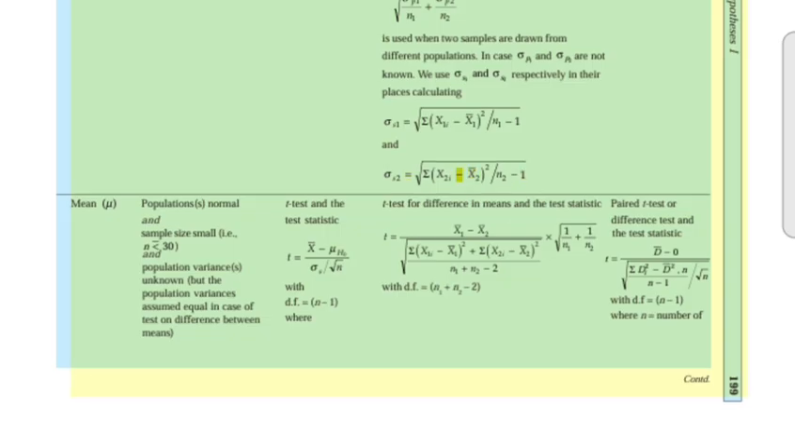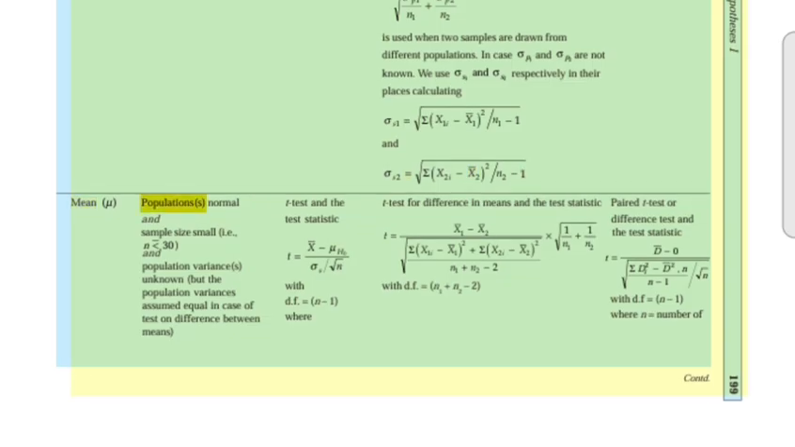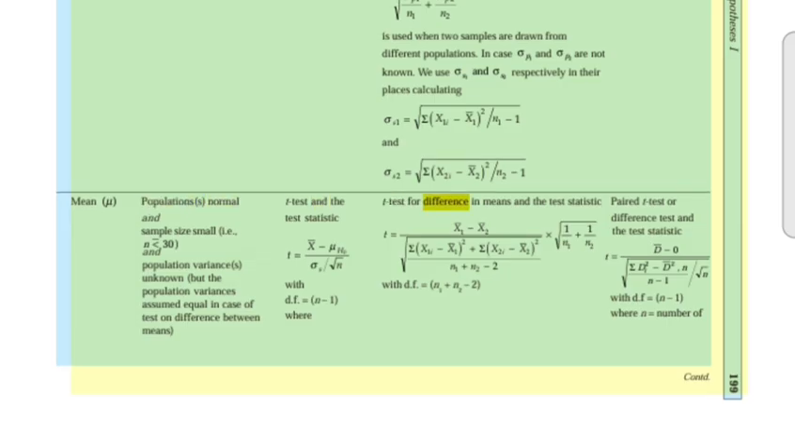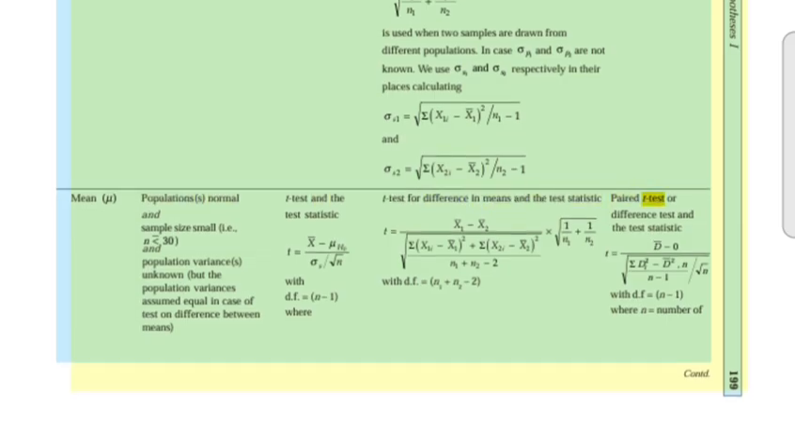Mean, populations normal: t-test and the t-test for difference in means, and the test statistic; paired t-test; and test statistic for difference test, and sample size small, i.e.